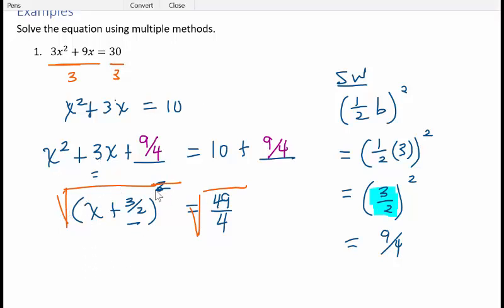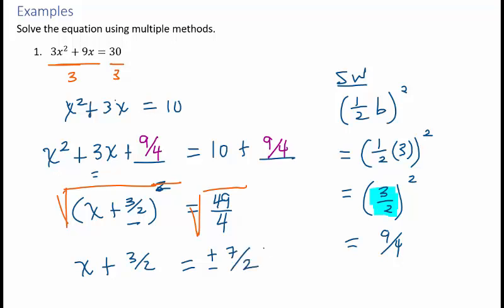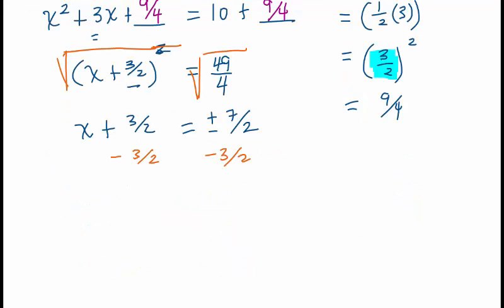The square and the square root on the left cancel one another out, so we're left with x plus 3 halves is equal to plus or minus the square root of 49/4, which is 7 halves. Subtract 3/2 from each side to isolate x, we get x equals -3/2 plus or minus 7/2. And this will produce both of our answers.